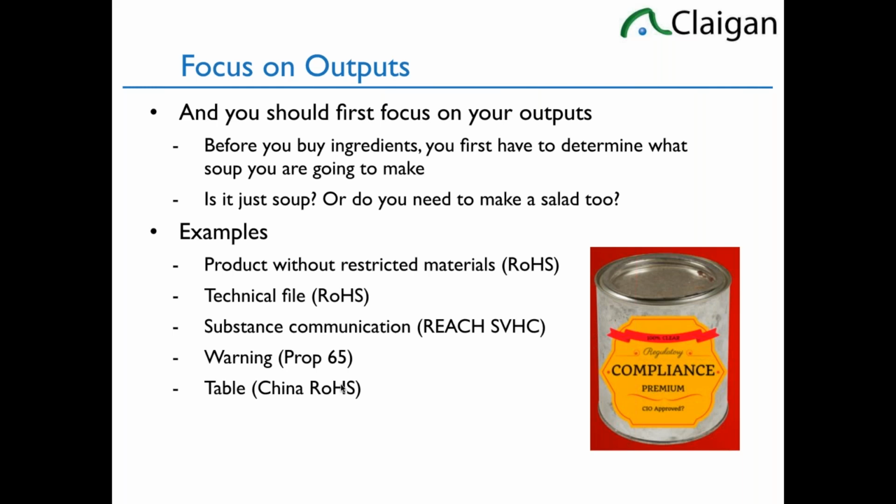That's actually the output. Prop 65, you need the warning, however you get to that. China RoHS, you need the table and label, most of the table from a technical perspective. What's the best way to get there? So the first thing you always have to do is figure out what soup you're going to make first. What is your output? Then figure out how to get there. It's really interesting for people who are going to gather data on these regulations: the first thing you have to do is figure out what you're going to make. What's your output?